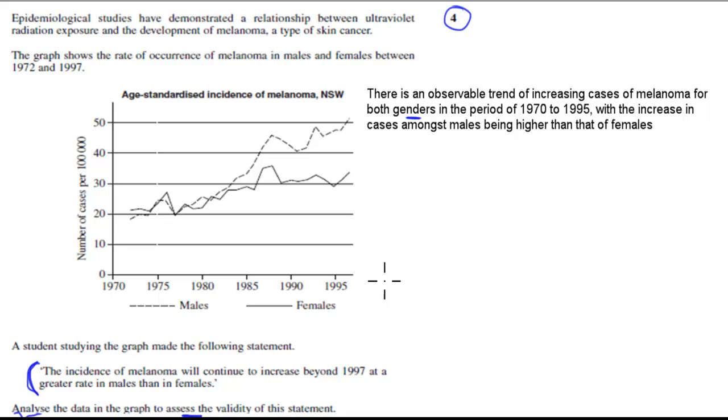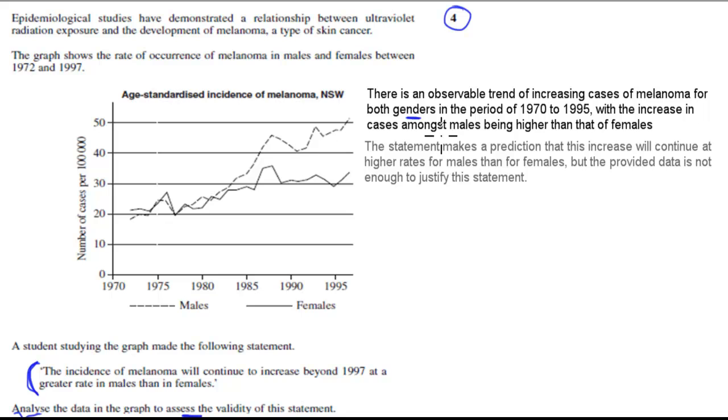And then the next part was to discuss the limitations. So the statement makes a prediction that this increase will continue at higher rates for females than for males, but the provided data is not enough to justify the statement. So here I'm saying the statement itself is not made with enough data. We need to have more data. But then I go into the exact limitations, because that's also what I need to do to get full marks.